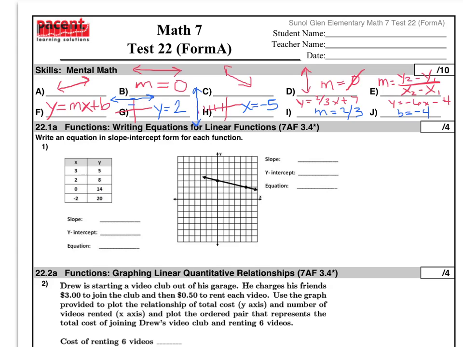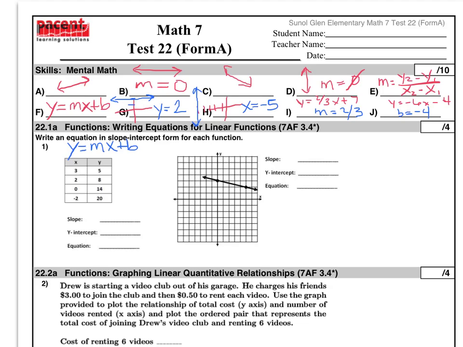Now let's take care of the part 1. Write an equation in slope-intercept form for each function. Okay, so number 1, if you needed help with this, you could have used scratch paper, you could have graphed it on this little coordinate plane, whatever you need to do. But remember, an equation in slope-intercept form is y equals mx plus b. So I need to know my slope and I need to know my b.